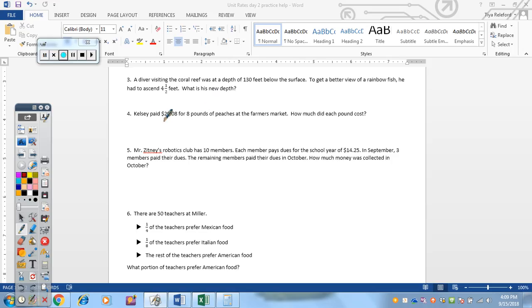Kelsey paid $28.08 for 8 pounds of peaches. How much did each pound cost? That is division. 28.08 divided by 8. I know that's not the same number you have. I'm going to take my decimal straight up and do my division. Your answer should not match mine because your numbers are different.